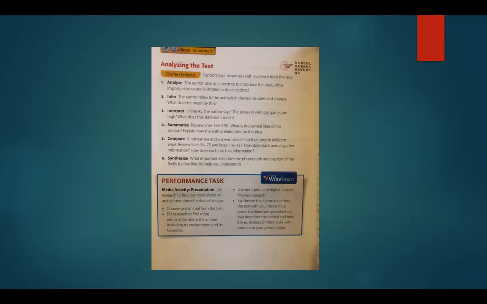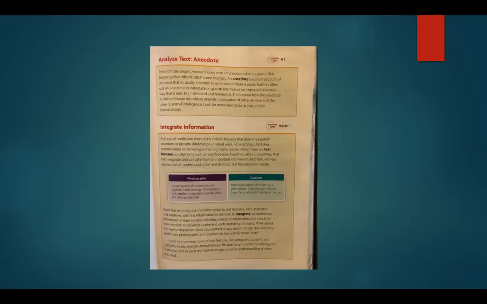I also noticed that it says we have to infer. The author refers to the animals in the text as spies and snoops. What does he mean by this? We'll talk about it. I want you to quickly look at this layout of what it looks like to analyze a text with anecdote, and then how we integrate information as we've already mentioned.